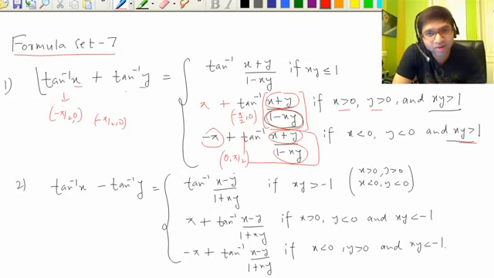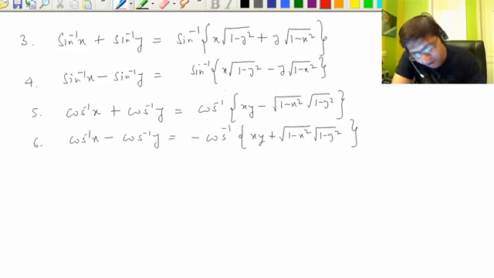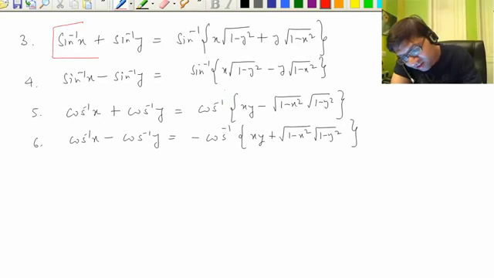These formulas are easy to learn, right? Only the cases you have to make sure you learn. And same we have for tan inverse x minus tan inverse y. So you can learn these formulas yourself. I'm not saying learn all the cases, just learn one case.